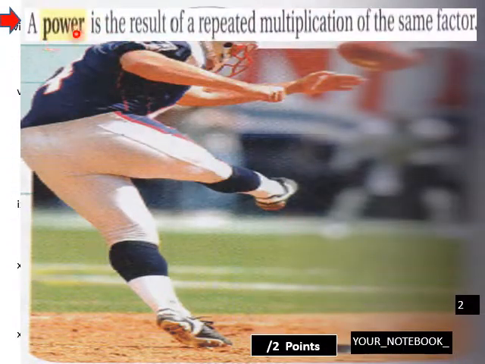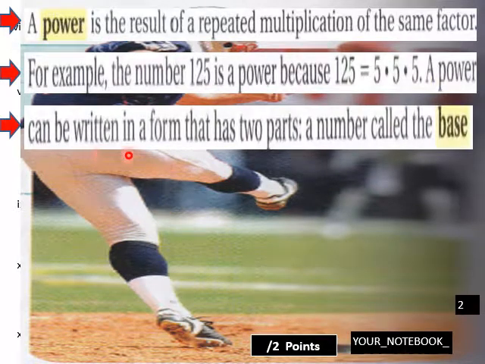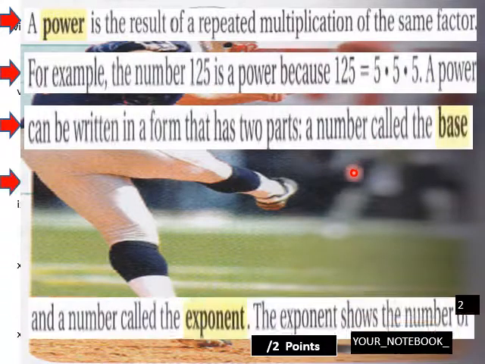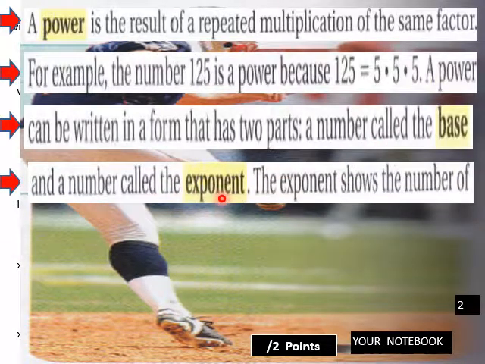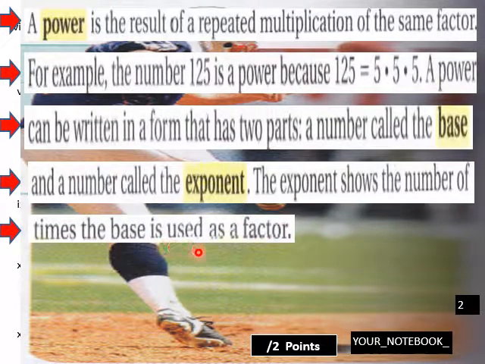So in your notebook here, a power is the result of a repeated multiplication of the same factor. For example, the number 125 is a power because 125 equals 5 times 5 times 5. A power can be written in a form that has two parts: a number called the base and a number called the exponent. The exponent shows the number of times the base is used as a factor.